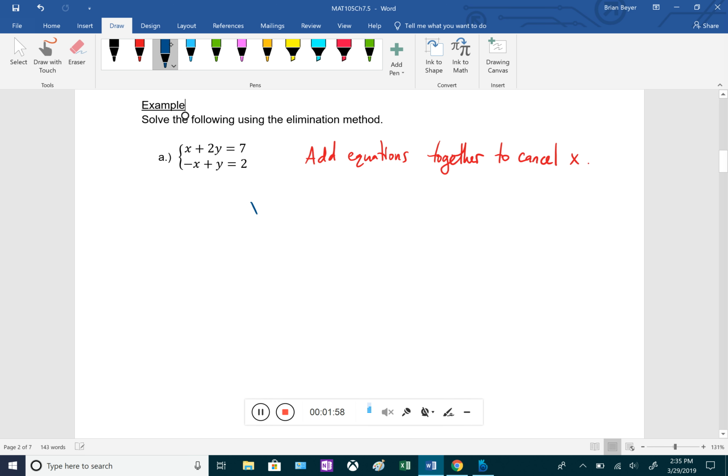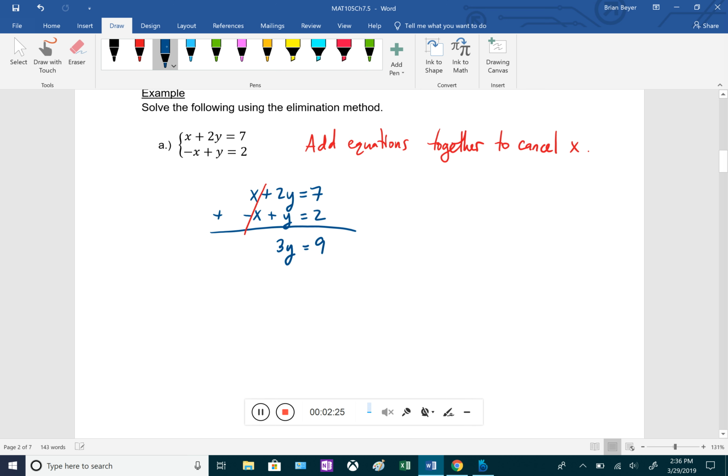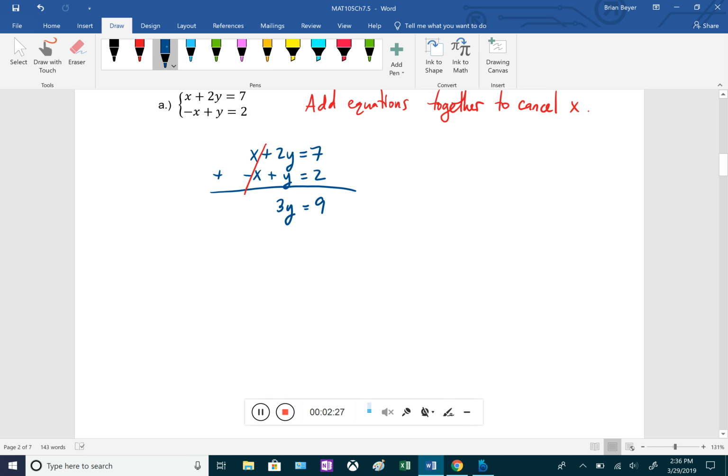So we can write it just like how it's written right there, x plus 2y equals 7. Plus, now we're going to add the second equation to it, and then we can just add down in columns here. So x plus negative x is 0, so those cancel, which is the whole point. 2y plus y is 3y, and 7 plus 2 is 9. Now we can just solve this for y because it's one small equation with one variable. We divide both sides by 3, and we get y equals 3.